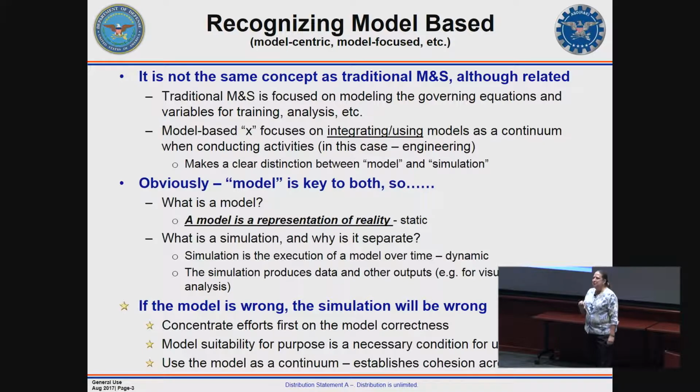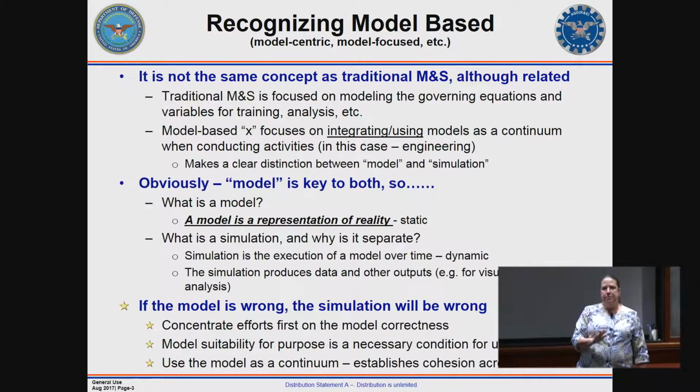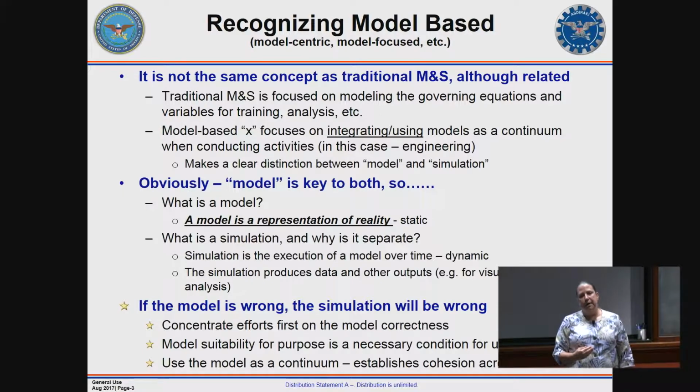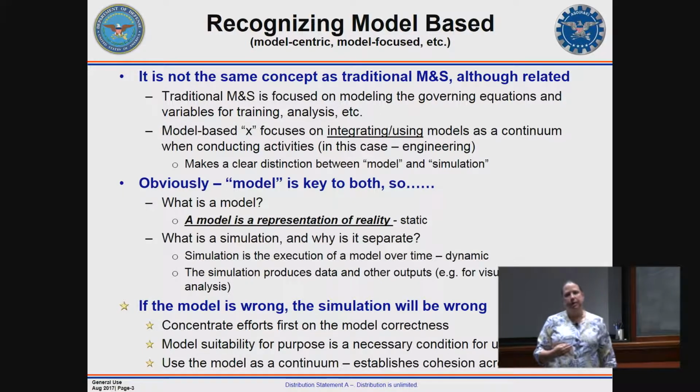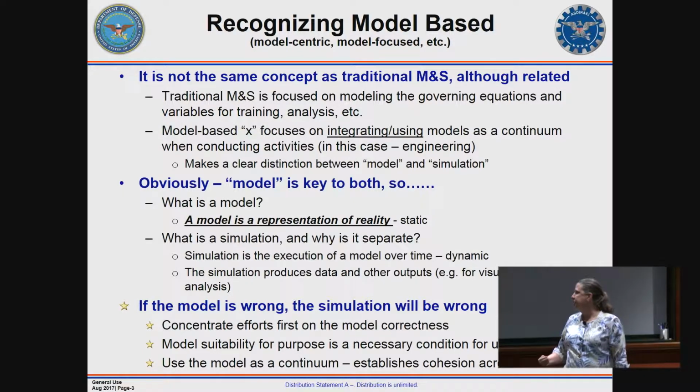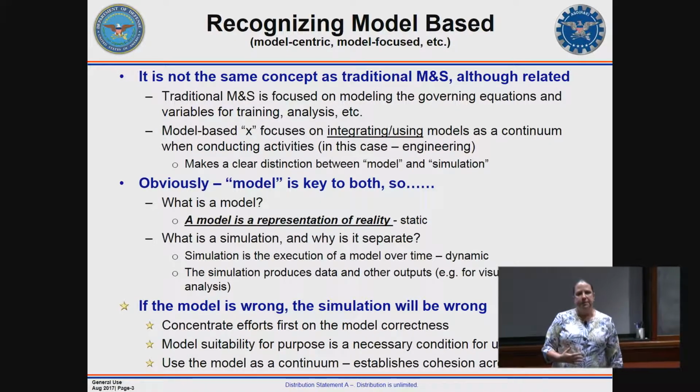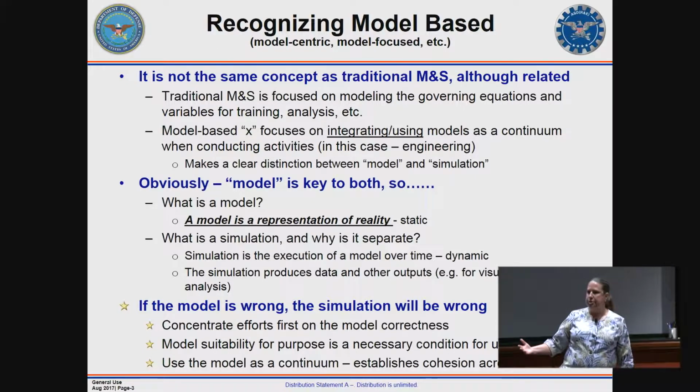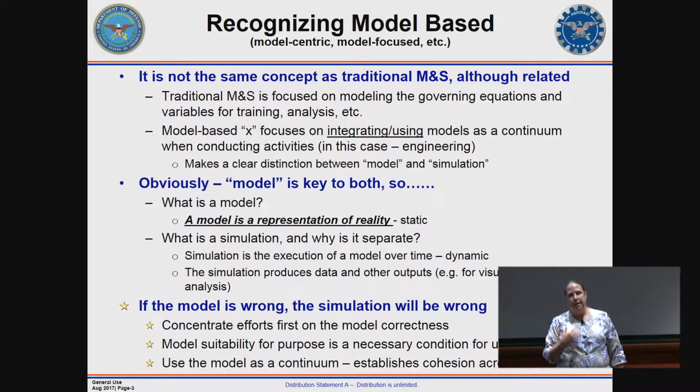So you want to concentrate your efforts on model correctness. It has to be fit for the purpose that you intend to use it for. And most importantly, when we've gone out and talked to programs about how model-based systems engineering evolves into digital engineering, the model is a continuum, right? The model doesn't just exist and then get put on the shelf. I've done that in my life. It's really not very satisfying, right? I've also tried to get models from other people, and I haven't been able to obtain them, so I have to start from scratch.